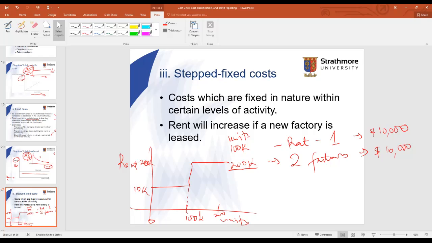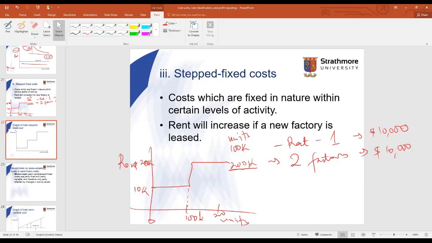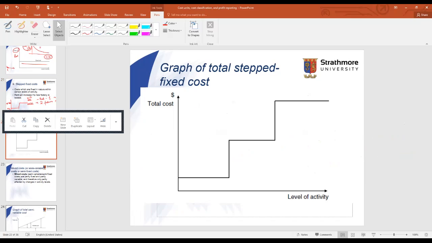The admin cost will have to increase in line with the more units we produce. This is a perfect example of what the graph will look like. The cost remains constant over a given level of activity. Beyond that level, the cost will increase. It's stepwise, so it's a stepped fixed cost.